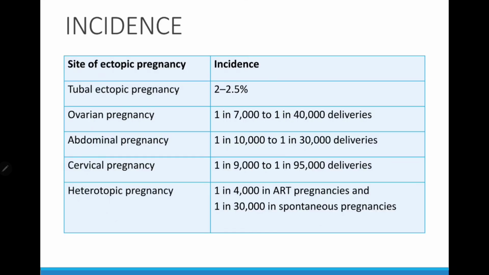Now, coming to the incidence, the most common incidence seen is in tubal ectopic pregnancy, as I already mentioned. That is around 2 to 2.5%. Then the next common is your ovarian pregnancy. After ovarian pregnancy, it's going to be your abdominal pregnancy, and then your cervical pregnancy and heterotopic pregnancy.